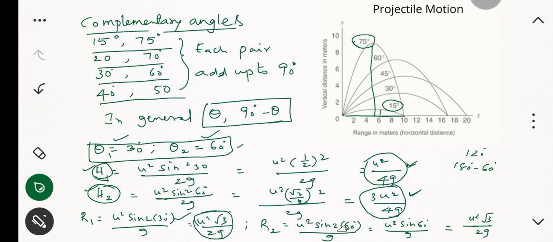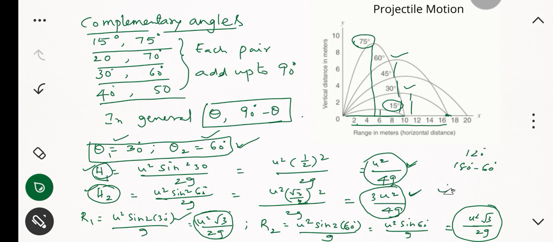The range obtained by the projectiles projected with the complementary angles is same. Here we can clearly observe for 30 degrees and 60 degrees the ranges are same. We obtain the same range from point of projection to point of landing for both angles of projection, but maximum heights will differ. The maximum height is maximum for the maximum angle of projection among the complementary angles, and for the minimum angle of projection in complementary angles the maximum height is minimum.